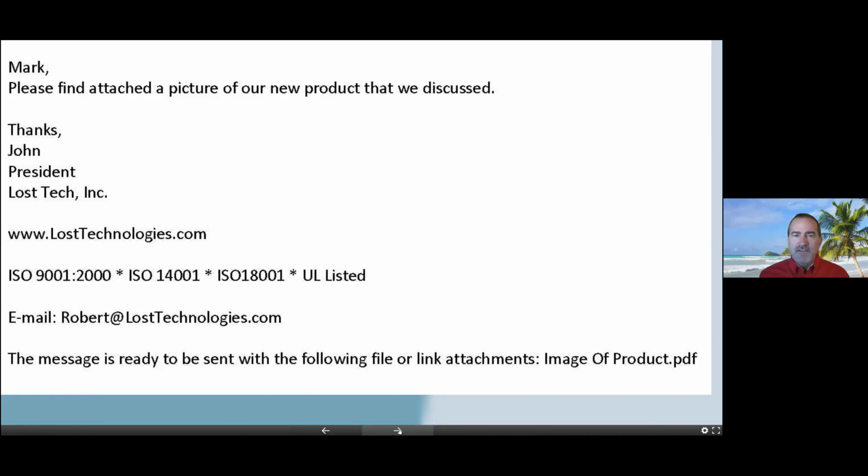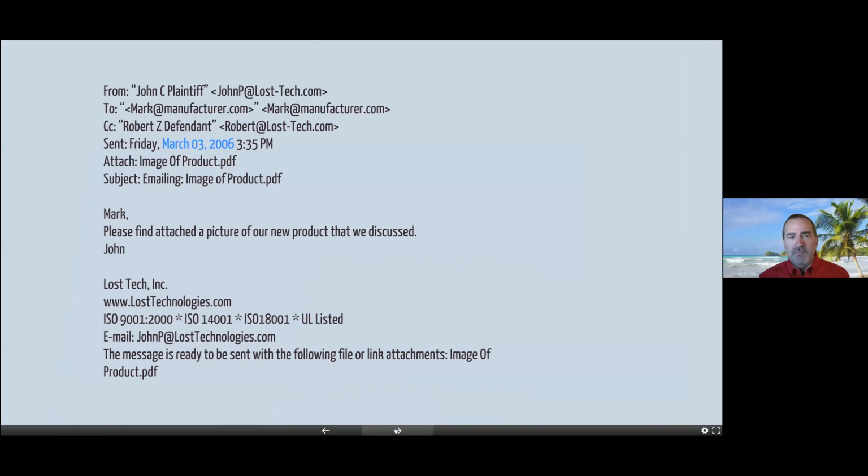We got to thinking about this and said, well, that's a little odd. If it's ready to be sent, what does that mean? So we looked at the metadata for this particular item, and this is what some of the header information can be seen. And this is a little bit different view of what we saw from the email. Notice that the John P. at Lost Tech is here now. Mark, the manufacturer, is there, and it's March 3rd of 2006. And so we said, well, that just seems pretty odd that this message still seems to be ready to be sent.